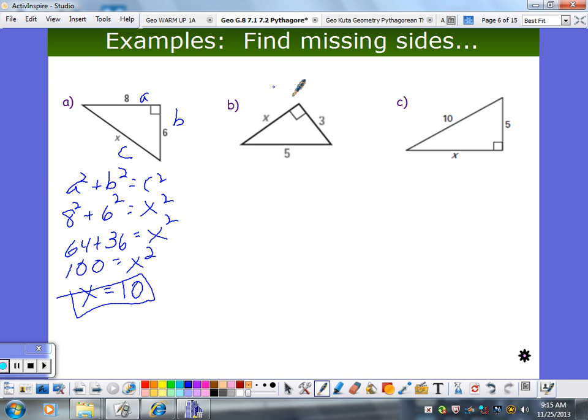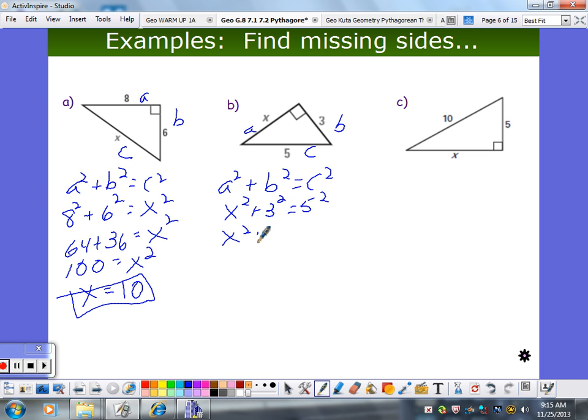Okay, let's try this one. I want to write that there so I remember it. A squared plus B squared is C squared. Well, let's just call it A rather than B. It doesn't matter who's A and who's B.